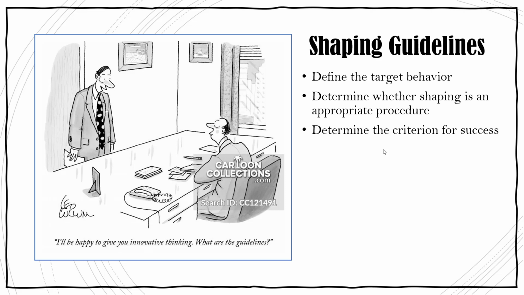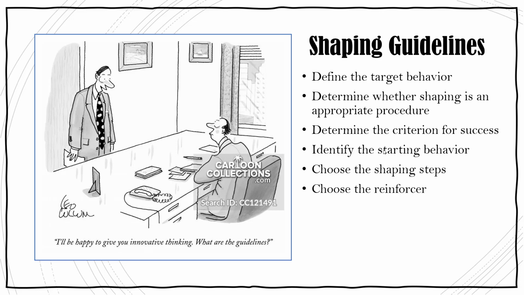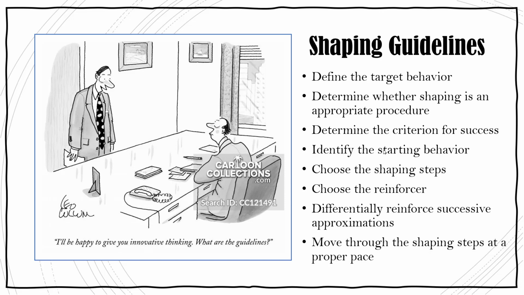You want to determine your criterion for success. So when are you going to, we talked about those, the steps of successive approximation and how you're going to differentially reinforce those. So when are you going to determine that they've mastered one of those successive approximations? Identify the behavior that you're going to start with, and then choose those shaping steps. Choose your reinforcer. What are you going to reinforce the kid with? We talked about those preference assessments, things like that. And then differentially reinforce those successive approximations.